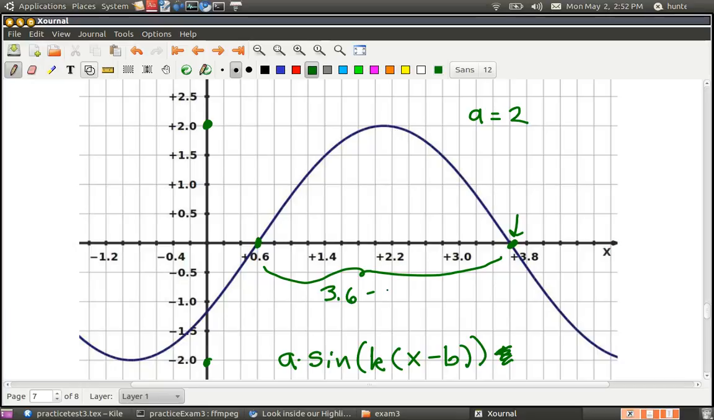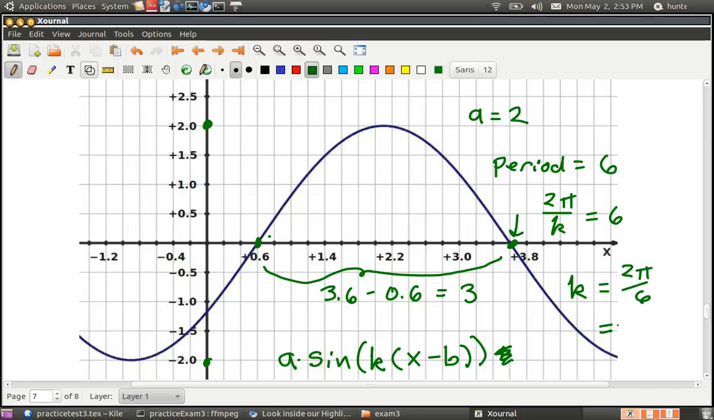minus 0.6. And so this distance, this 1/2 of a period, is just 3. Okay, great. So that means that the period here is 6. The period is equal to 6 because this stuff is 1/2 of a period. And so what does that tell us? That tells us k. So how do I get it? Set up the equation. 2 pi over k is equal to 6. So this means that k is equal to 2 pi over 6. And so this means that k is equal to good old pi over 3.